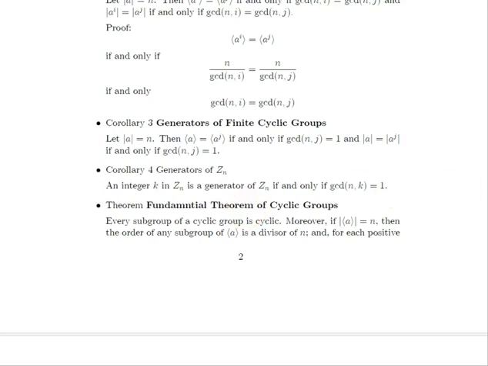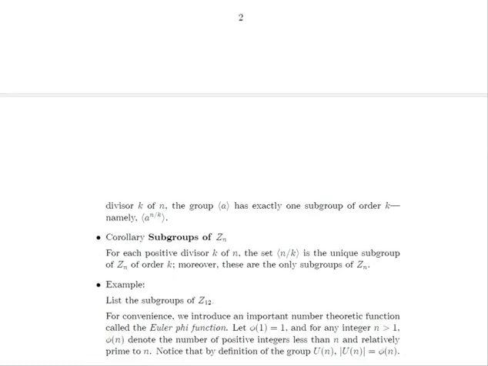Fundamental theorem of cyclic groups. Every subgroup of a cyclic group is cyclic. Moreover, if the cyclic group generated by a has order n, then the order of any subgroup of the group generated by a is a divisor of n, and for each positive divisor k of n, the group generated by a has exactly one subgroup of order k, namely the subgroup generated by a to the power n over k. You should read the proof of this theorem from the book.